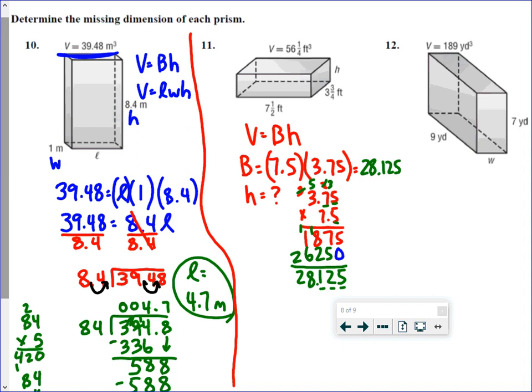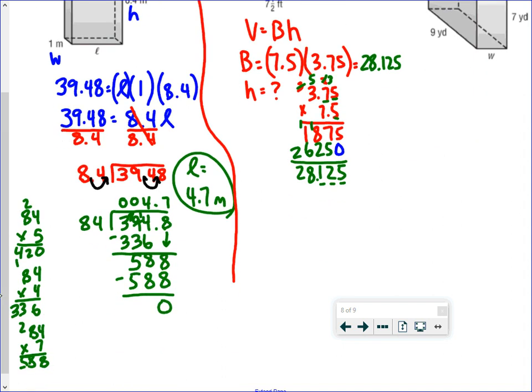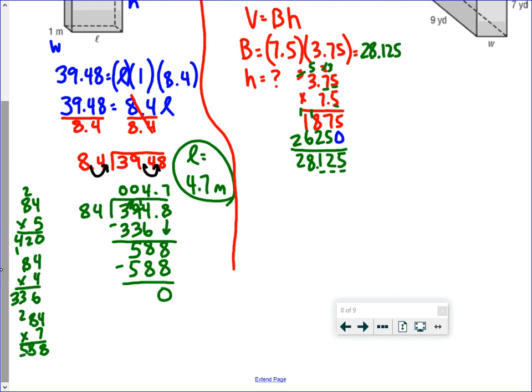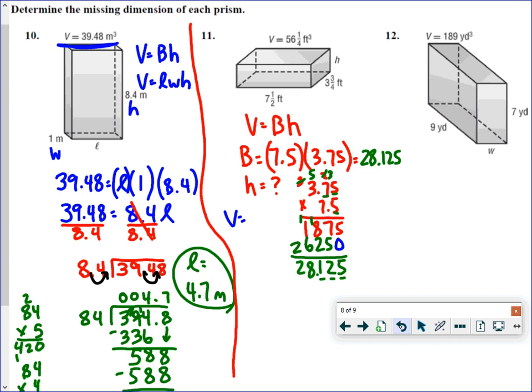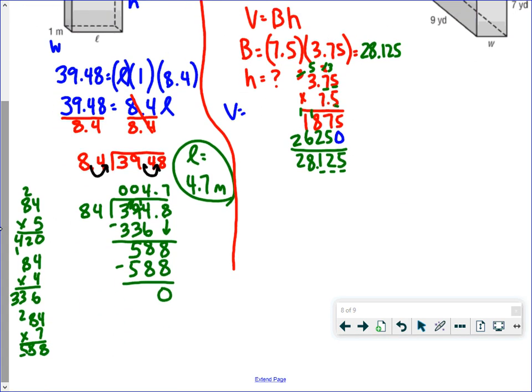We don't know the height, but we do know the volume. So let's keep going. We're going to definitely need some room for this. We're trying to find the height. The volume is, let's see, what was the volume? 56 1/4. So basically 56.25. All right, so volume is equal to base area times height. So 56.25, which is our volume, is equal to our base area, 28.125, times our height, which is what we're trying to find.